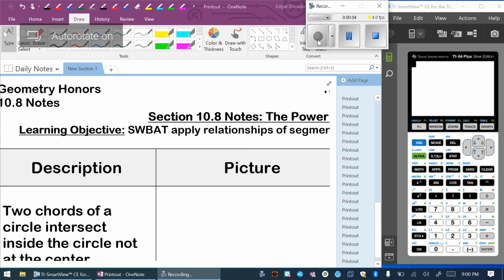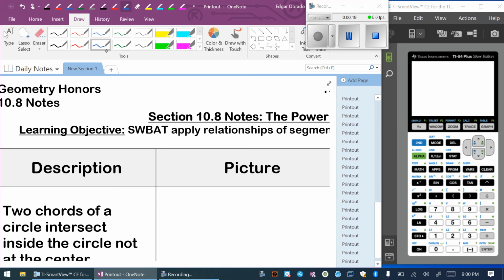Guys, so today we're going to go ahead and continue our topic with chapter 10. So we're looking at 10.8 and we're looking at something called the power theorems. They have to deal with secants, tangents, and chords and finding their measures.